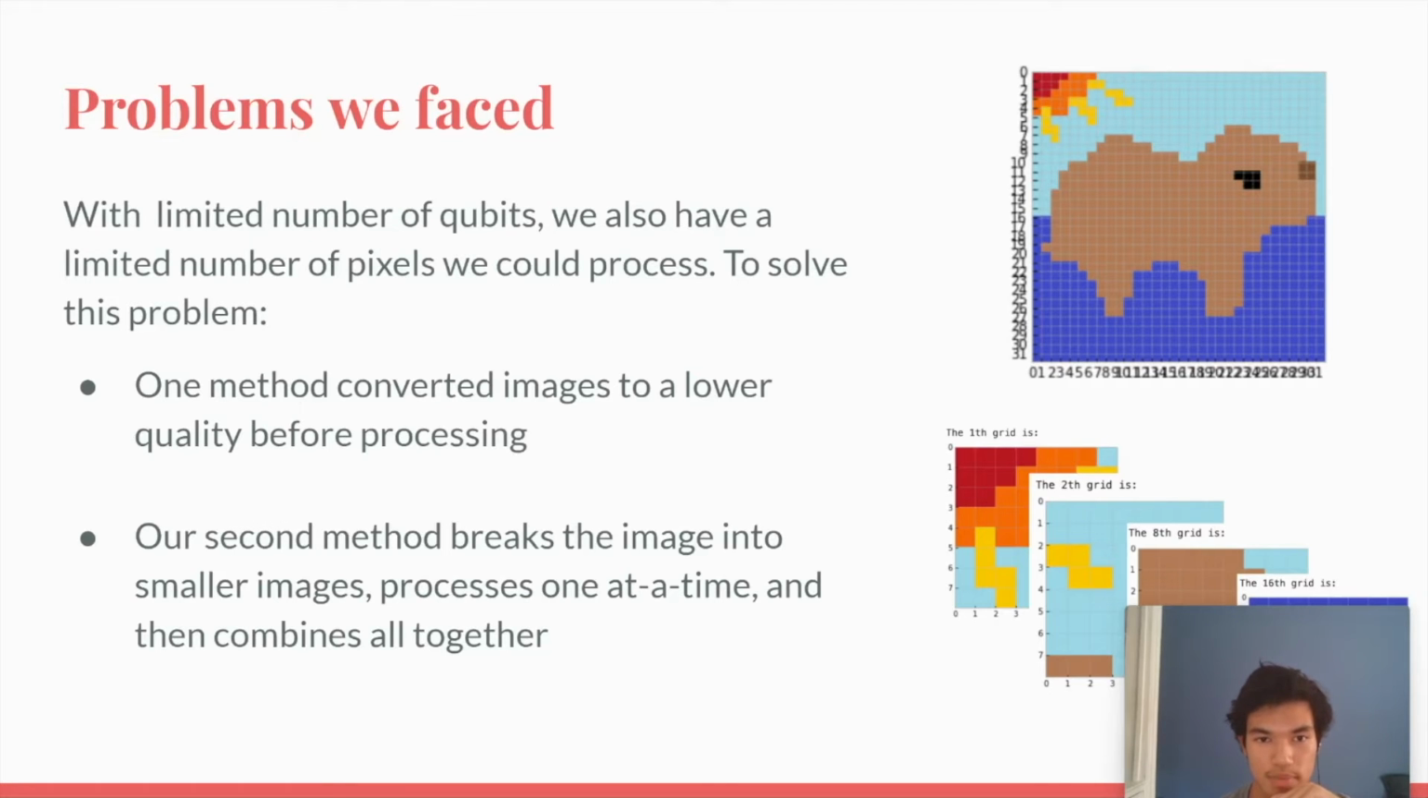With a limited number of qubits, we could also only process certain size images. To combat this problem, we came up with 2 solutions. The first was to convert images to a lower quality before processing, but that has some downsides to it. Our second method, however, breaks the images into smaller images and processes them one at a time, and then combines them all together at the end. This allows us to use a small number of qubits and still process large images.